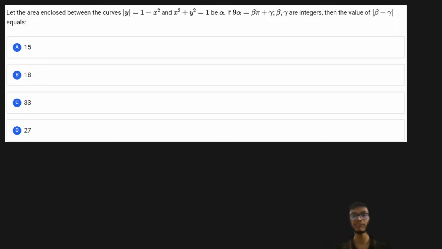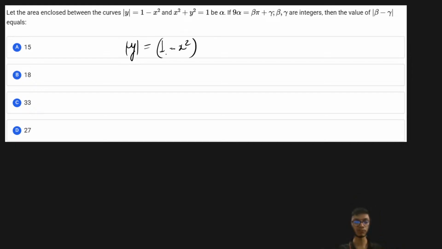So here is the very first question on your screen. Now I would request all of you to please have a look and give it a try, right? So if you look at the problem over here, this problem is talking about a curve. Now let me write down the curve. So we have the curve mod of y is basically given as 1 minus x square.